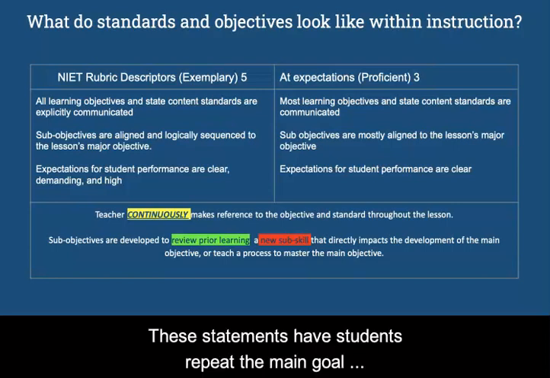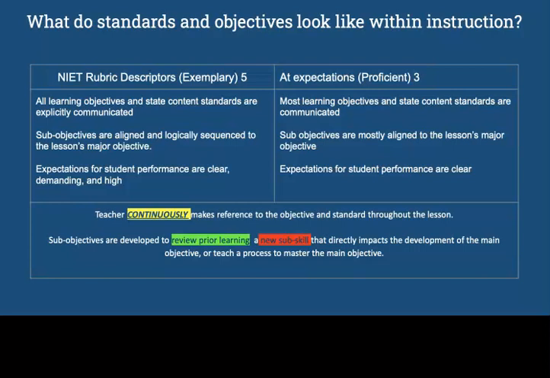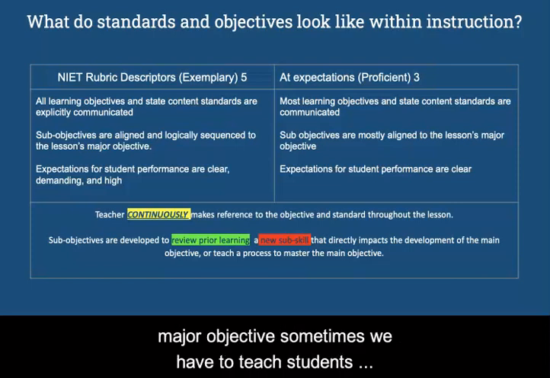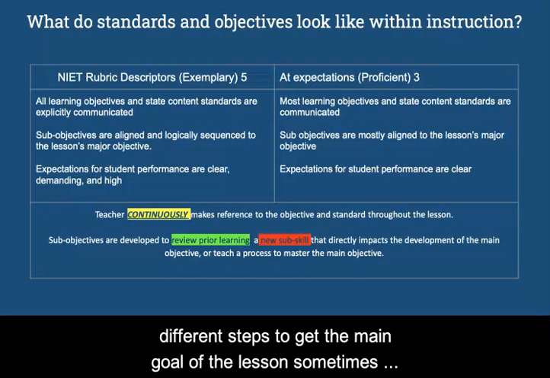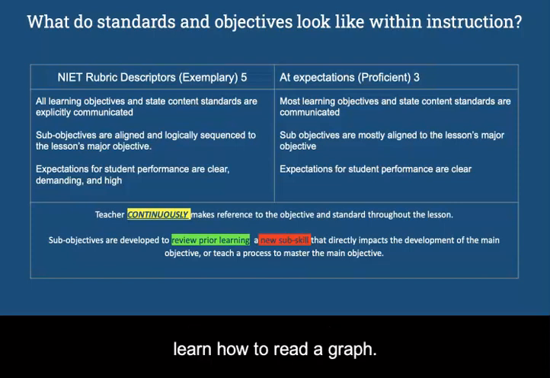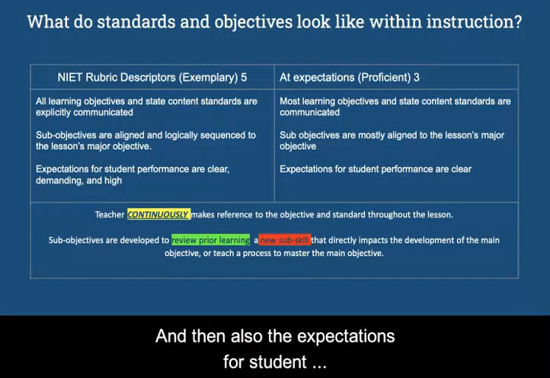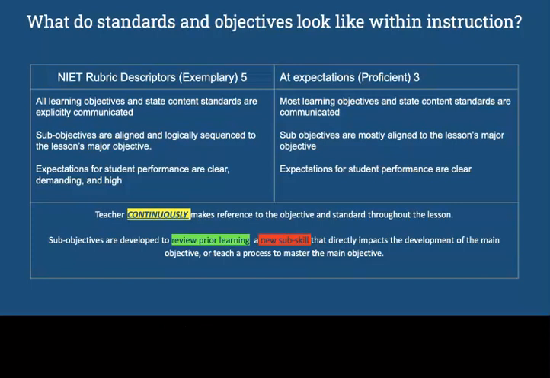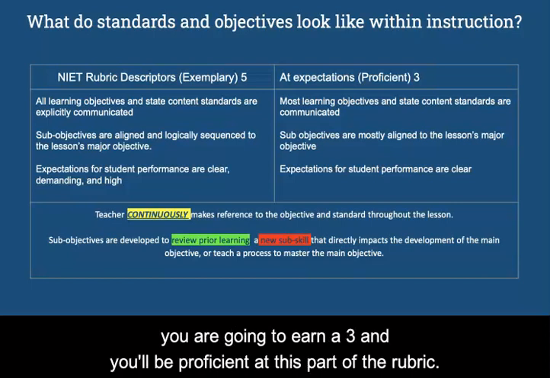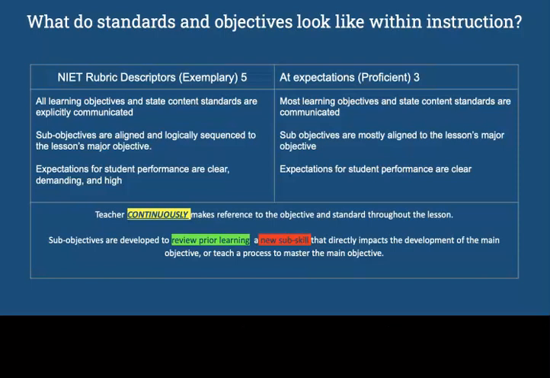These statements have the students repeat the main goal or objective of the lesson. Also, the sub-objectives are mostly aligned to the lesson's major objective. Sometimes we have to teach students different steps to get to the main goal of the lesson. Sometimes we have to teach students how to graph before they can learn how to read a graph. And then also the expectations for student performance are clear. If you do all of that at the beginning of a lesson, then you are going to earn a 3 and you will be proficient at this part of the rubric.